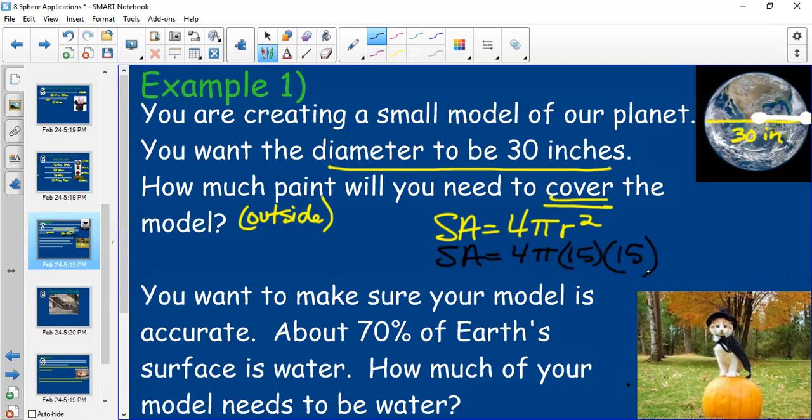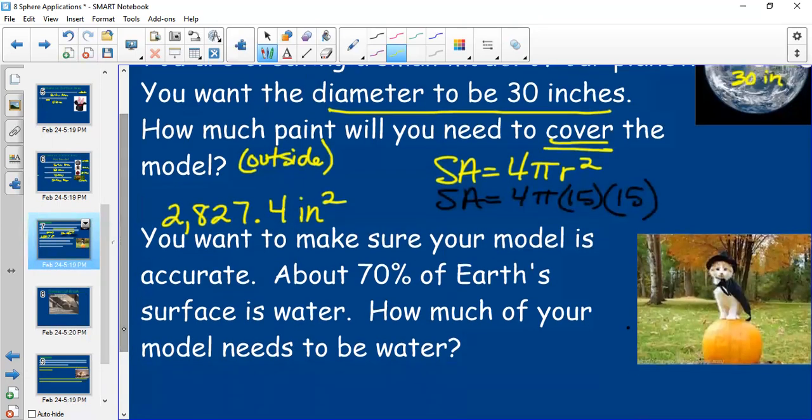Now, typically when we're doing word problems, we don't usually leave our answer in terms of pi. So I'm going to go ahead and multiply all of this out. We're going to do in my calculator 4 times 15 times 15, and I'm also going to multiply it by pi, which gives us a surface area of about, rounding to the nearest tenth, 2,827.4 inches squared.